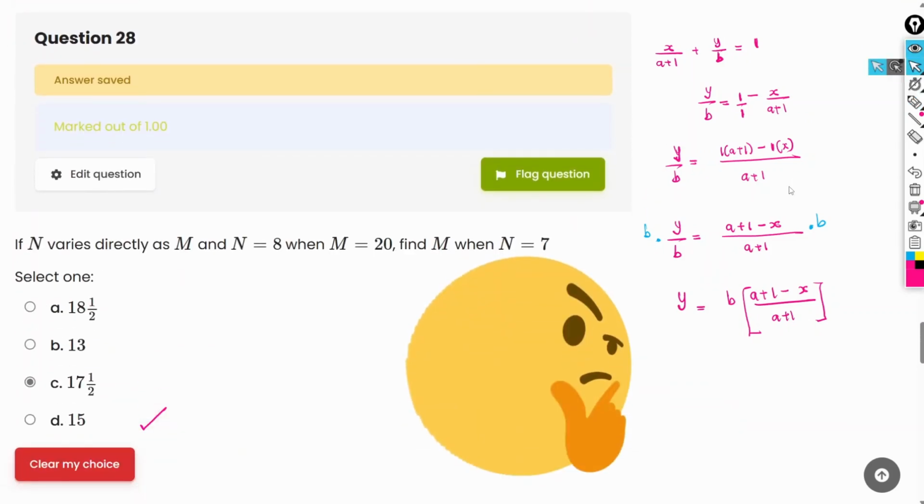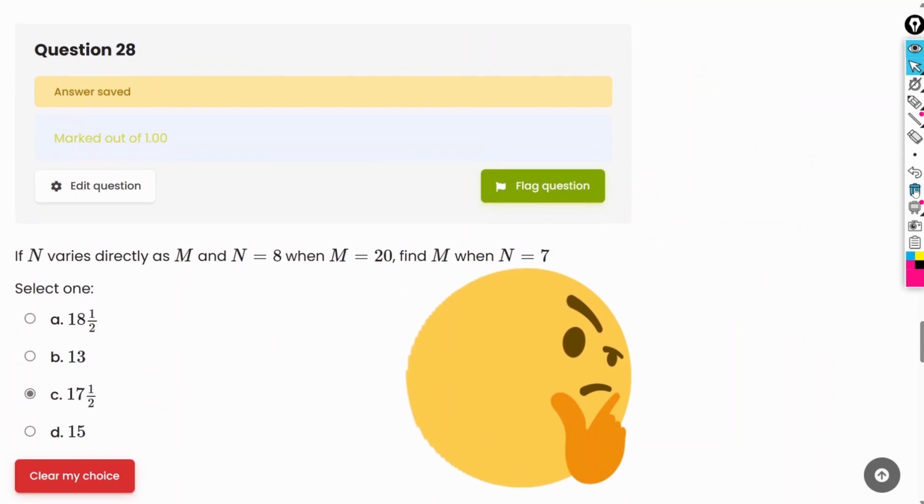Okay, so let's take on 28. Let's go down to 28. 28 says that n varies directly as m, all right? And we're given a relationship and then asked to find m when n is 7. All right, so what's the first thing we'll do? I can rewrite this as an equation, right? I can say n is equal to km, all right, where k is a constant.